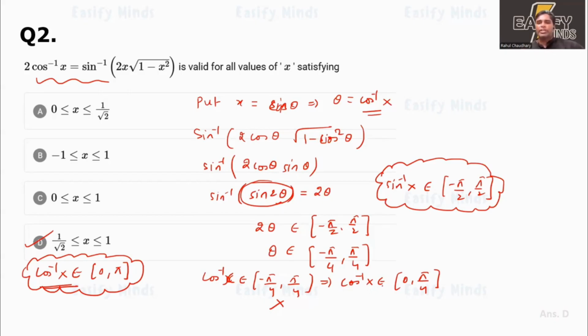Understand? So now when I give x, if you know, cos inverse graph is this one. This is decreasing. Cos inverse graph is decreasing, while sine inverse graph is increasing.